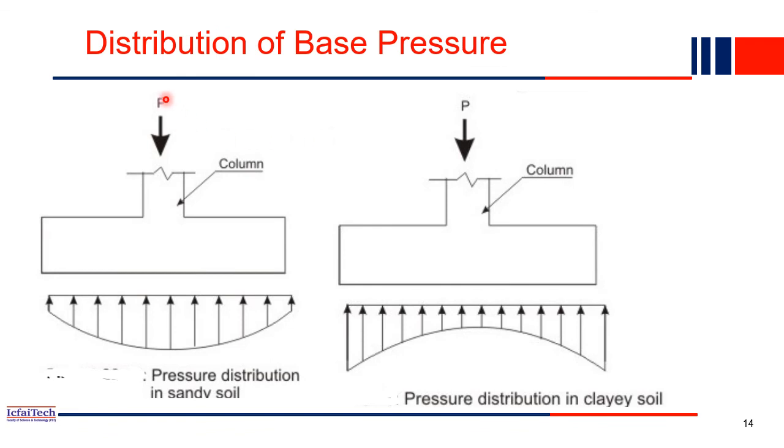Now we'll see the distribution of base pressure. Whatever structural loads are there, loads are coming to the column, columns are resting on the foundation, and this foundation will transfer the load to the nearby soil. Depending on the soil type, the loads are transferred. If the soil is sandy soil, with more sand in the soil, then this is the distribution of pressure you will find.